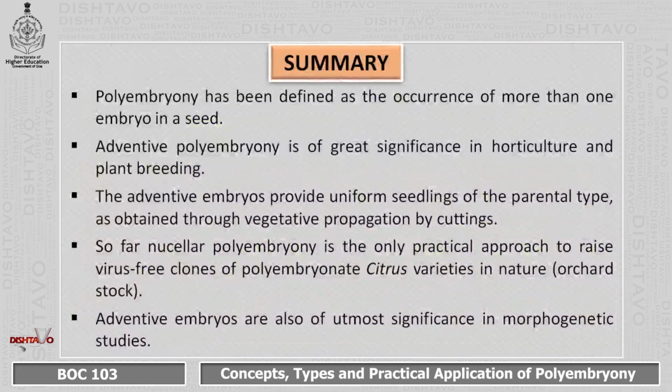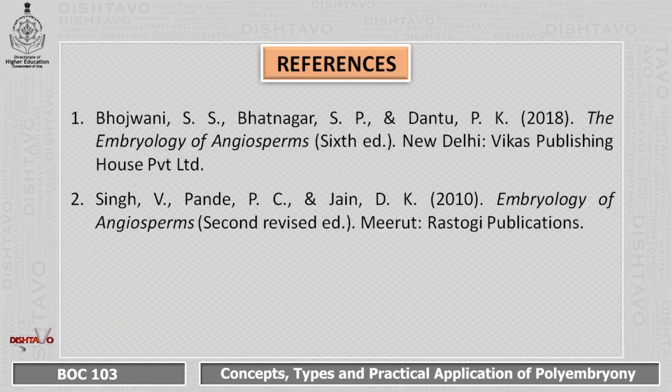To summarize, polyembryony has been defined as the occurrence of more than one embryo in a seed. Adventive polyembryony is of great significance in horticulture and plant breeding. The adventive embryos provide uniform seedlings of the parental type, as obtained through vegetative propagation by cuttings. So far, nucellar polyembryony is the only practical approach to raise virus-free clones of polyembryonate citrus varieties in nature. Adventive embryos are also of utmost significance in morphogenetic studies. These are some of the references.